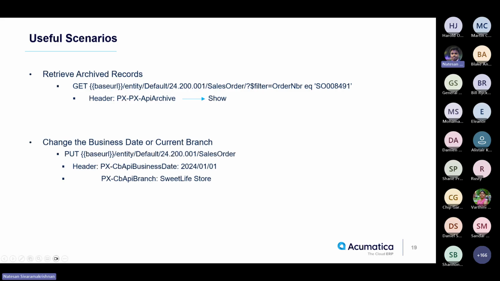Moving on, some other interesting features that are available using the REST API are to get the archived record. So Acumatica supports archival of records, and the records that are archived are not available in the default GET request. But if we include the header px-archive, I think, sorry, here it needs to be px-API-archive, and if we set the header value to show, then it's going to show the archived records.